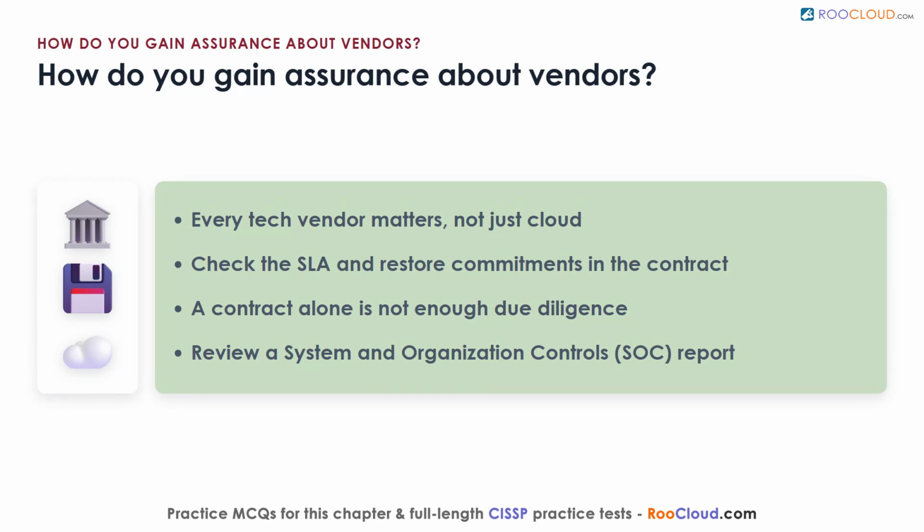But a contract alone is not enough due diligence. You should verify the vendor actually has the controls to deliver on those promises. You probably cannot fly out to inspect their facilities, and you do not need to, because their other customers are asking the same questions. Many vendors hire an independent auditing firm and share the results as a System and Organization Controls report, often called a SOC report.